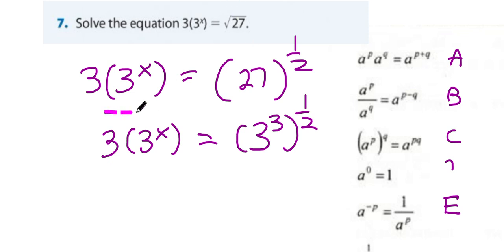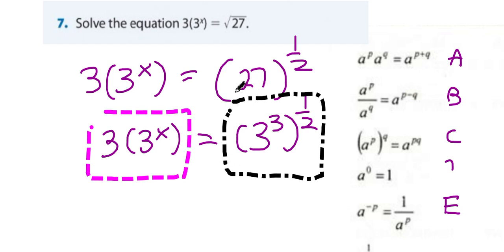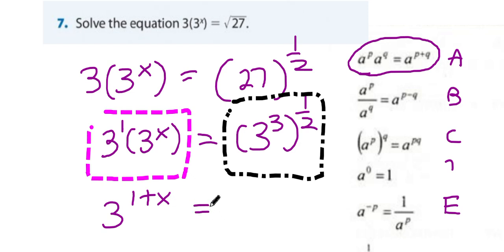What rule are you going to use for the pink box? What rule are you going to use for the black box? So 3 is actually 3 to the power 1. So I actually see 2 small numbers and 2 big numbers. So I think we're going to use A. And what's A? Add them. So what happens when I add the 2 of these? No, that's multiplying them, adding them. 1 plus X. The black box, which rule do you think it pairs up with? A, B, or C?